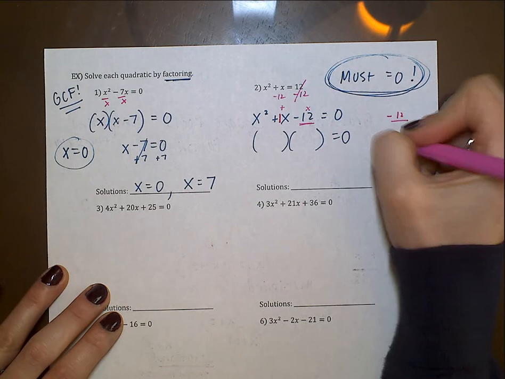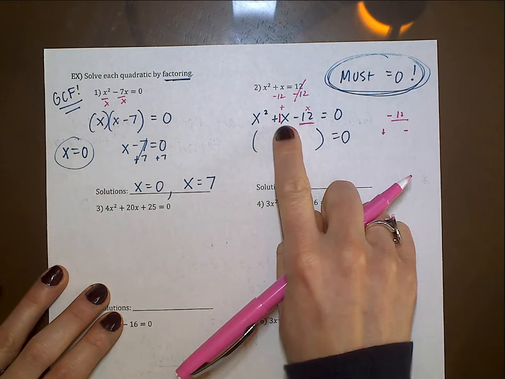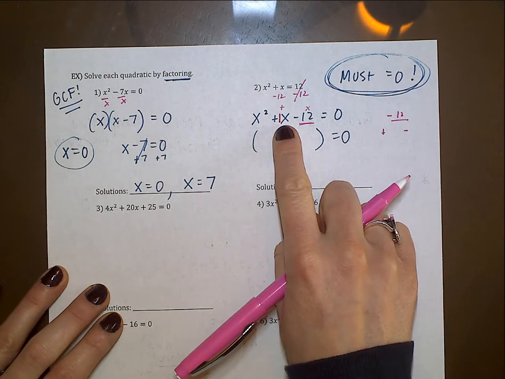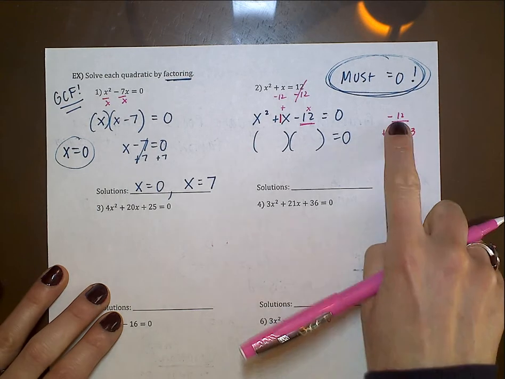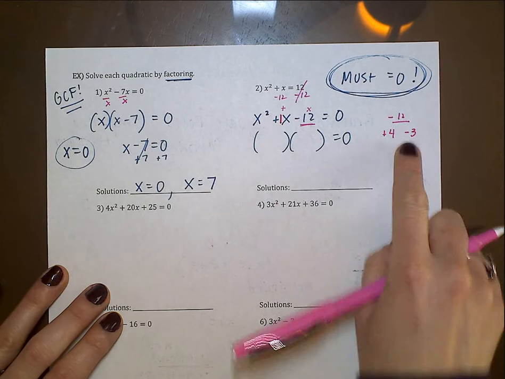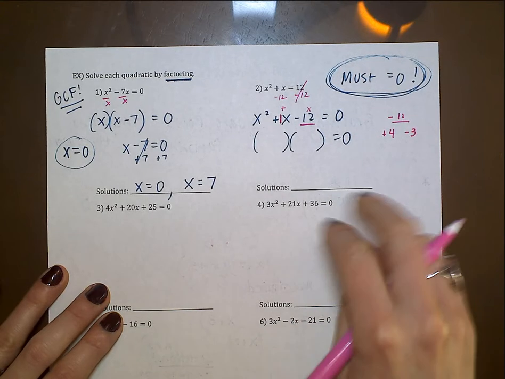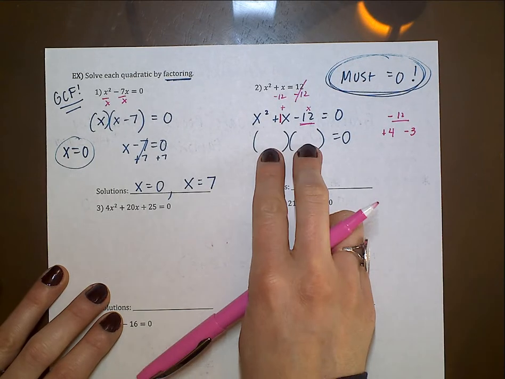One's positive, one's negative. They need to add to be 1. Okay, it's 4 and negative 3. Those multiply to be negative 12 and add to be 1. I'm going to fly through that factoring part just because that's an old skill. You guys have learned this before.